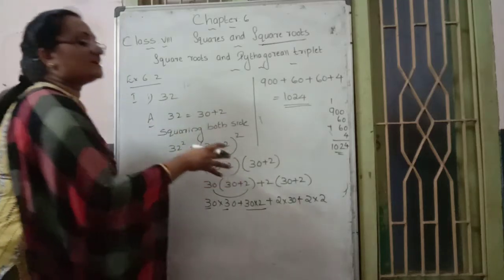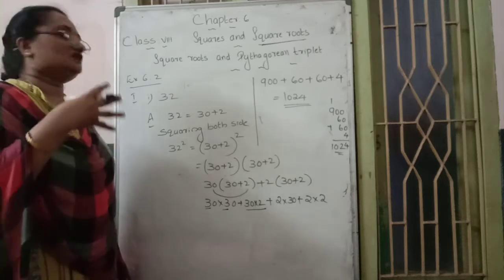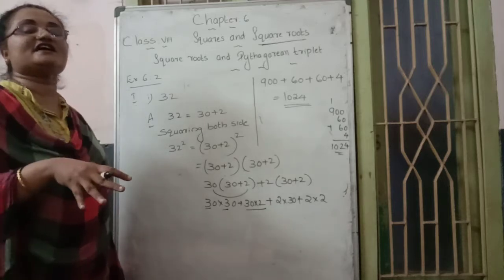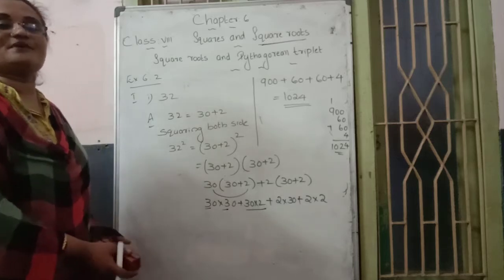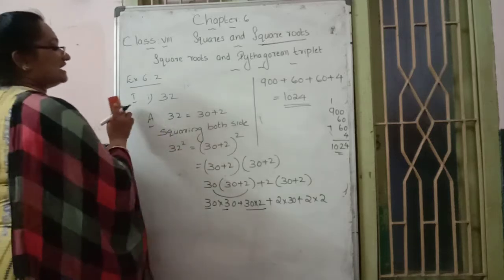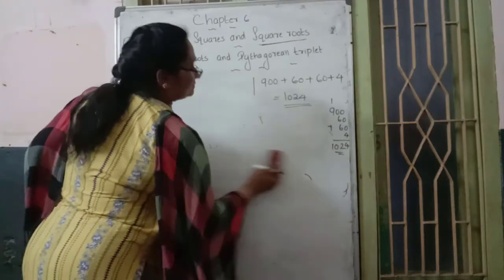This is one method: split and square, applying the distributive property of multiplication, and find the answer. I hope you can understand. One more question, same method only.